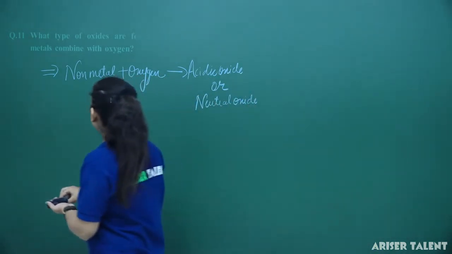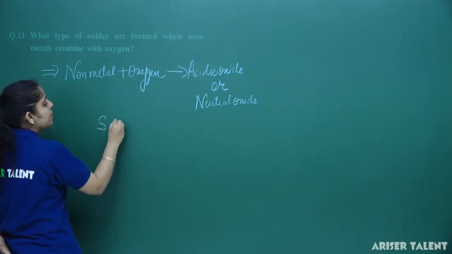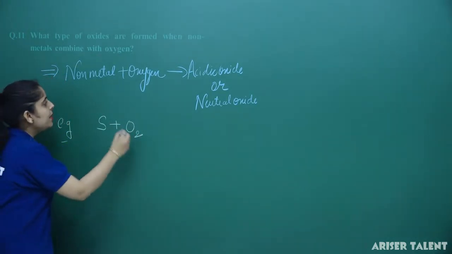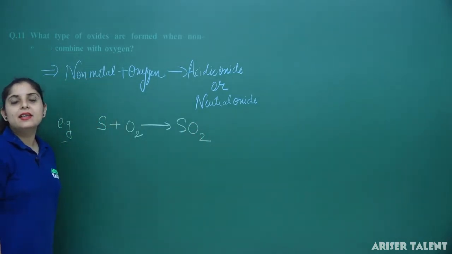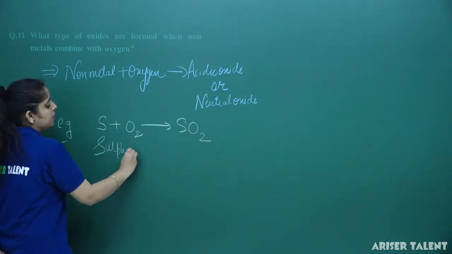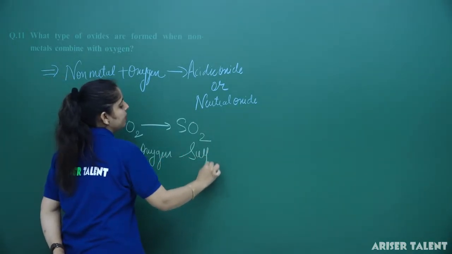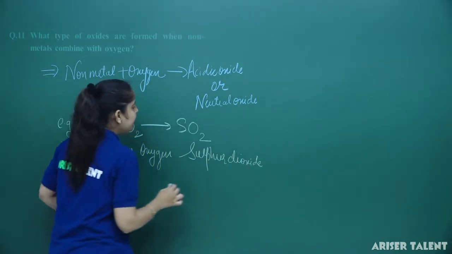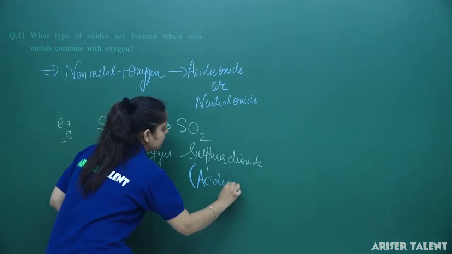Suppose I am assuming the non-metal, that is sulfur. Sulfur is a non-metal. Whenever sulfur reacts with oxygen, it forms SO2. And when S plus O2 react, it will form SO2, and sulfur dioxide is an acidic oxide in nature. So this is sulfur, this is oxygen, and this is sulfur dioxide. Clear? So this is sulfur dioxide and this is acidic in nature.